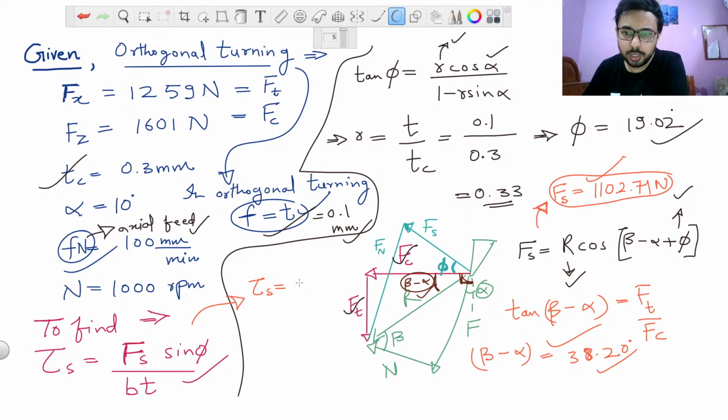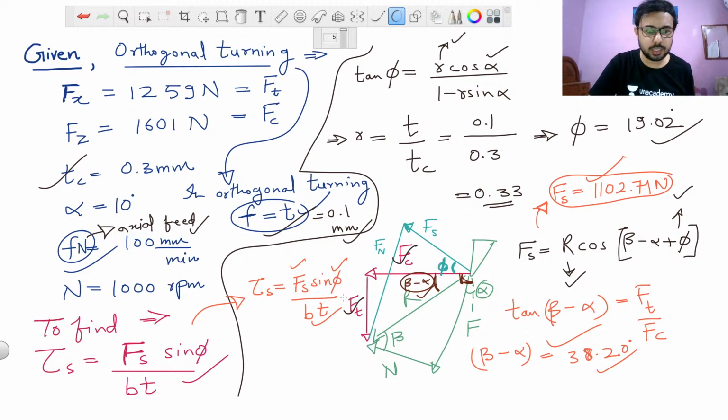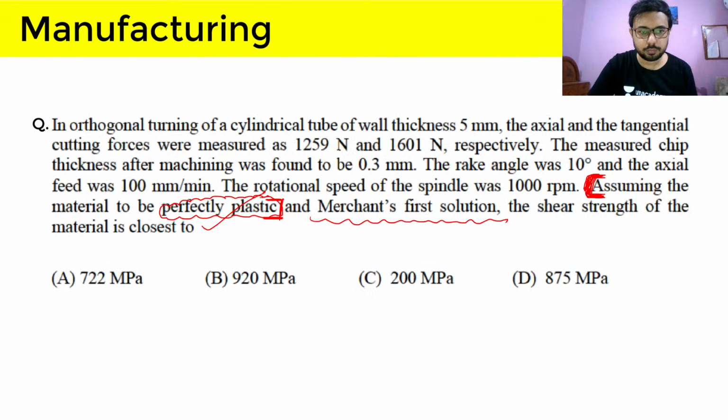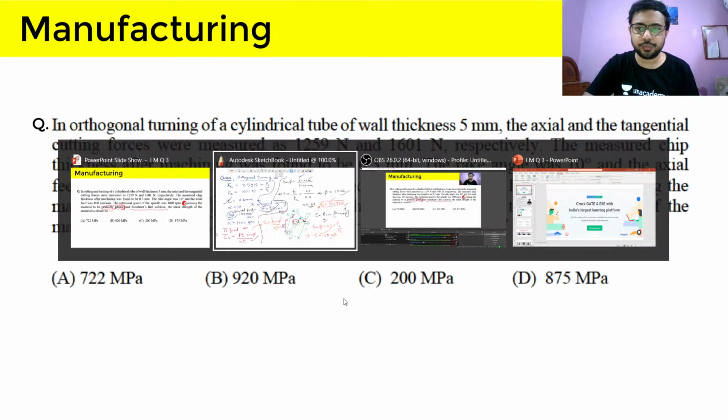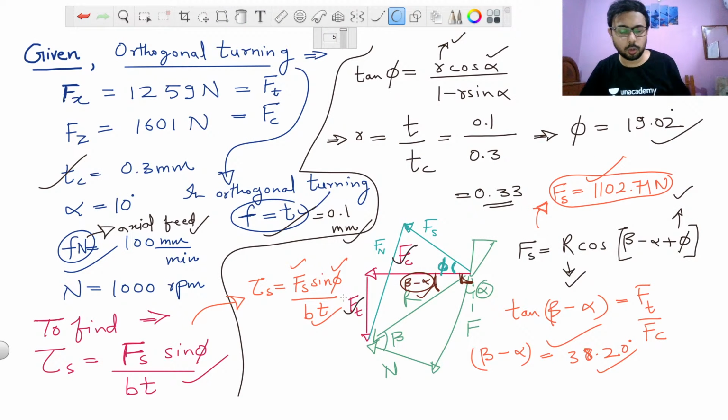So tau s will be equal to Fs, which we have calculated, times sine phi, which we know, divided by bt. So in this question, we see whether the width is given or not. Thickness is given as 5, so we will be taking that. So our final answer is coming out to be 718.74 newtons, sorry, not newton, per mm square.